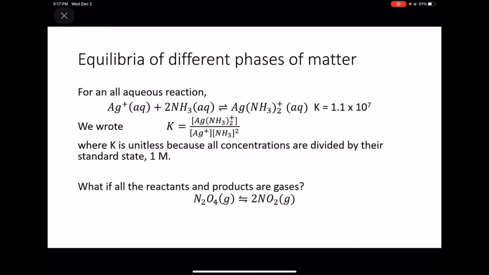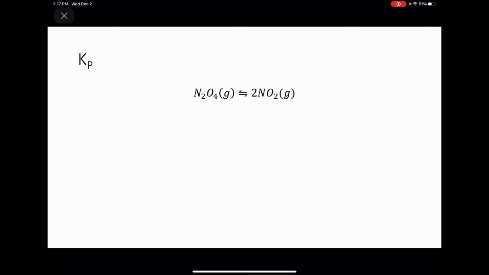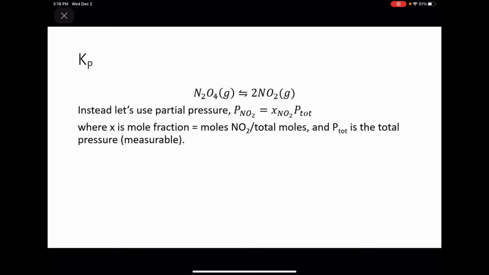Okay, so here we have an example with N2O4 coming apart into two NO2s. Those are gases. We can't write gas concentrations as molarity, so how do we express that? We're going to use an equilibrium constant with a subscript P for pressure. And so we have our equilibrium here shown again. Instead of using molarity, we're going to use partial pressures.